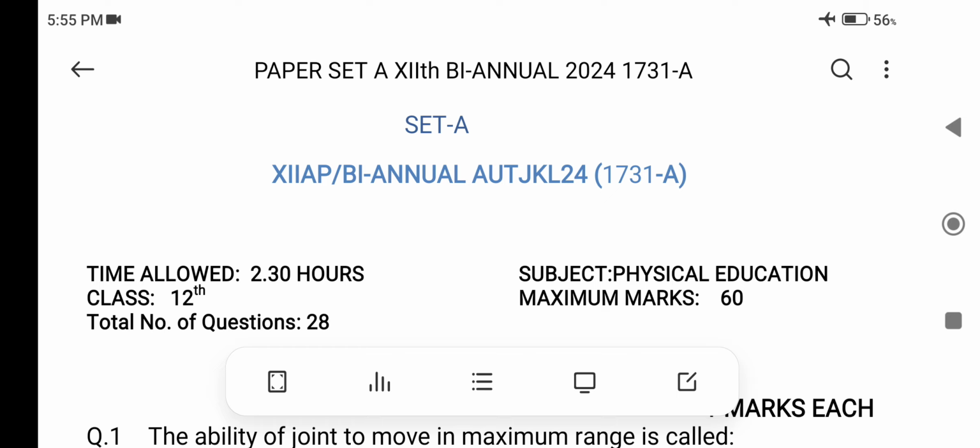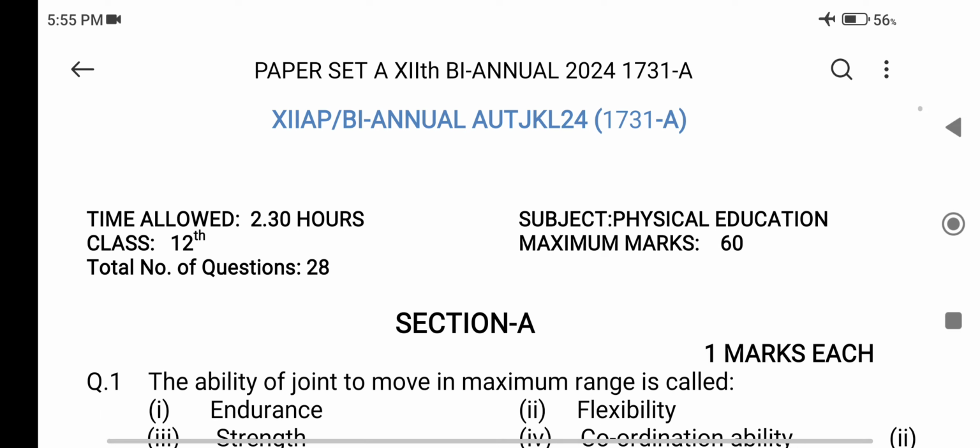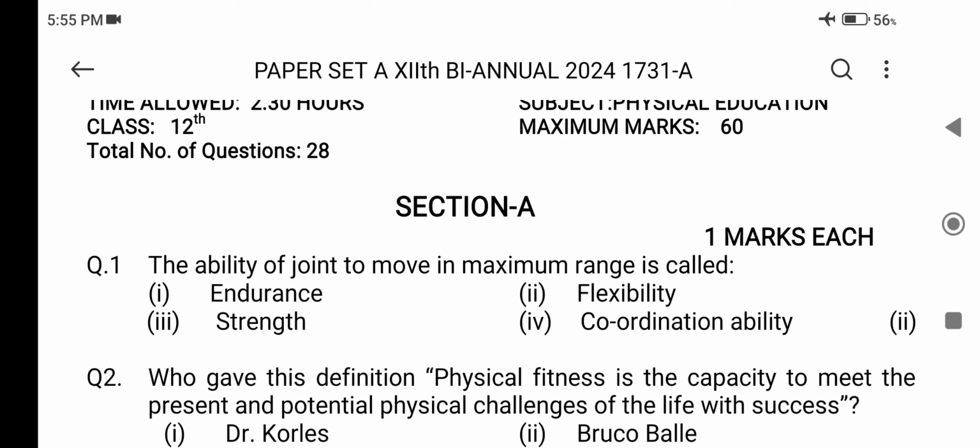Time allowed: 2 hours and 30 minutes. Subject: Physical Education. Class 12th. Maximum marks: 60. Total number of questions: 28. Section A, 1 mark each.